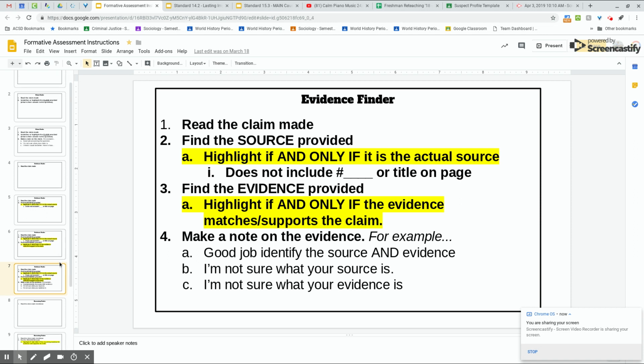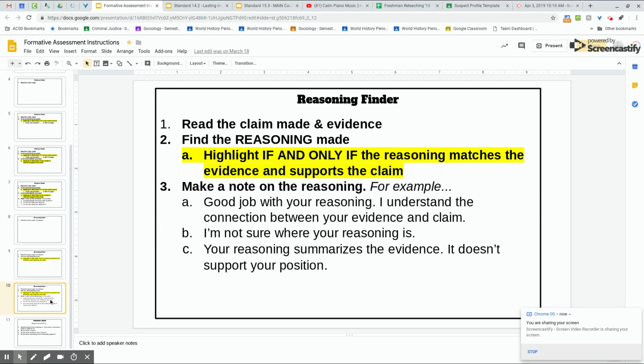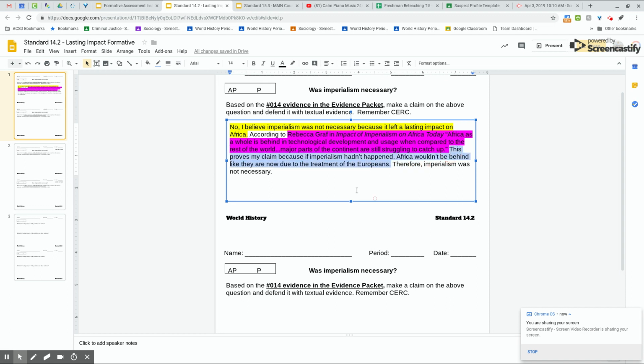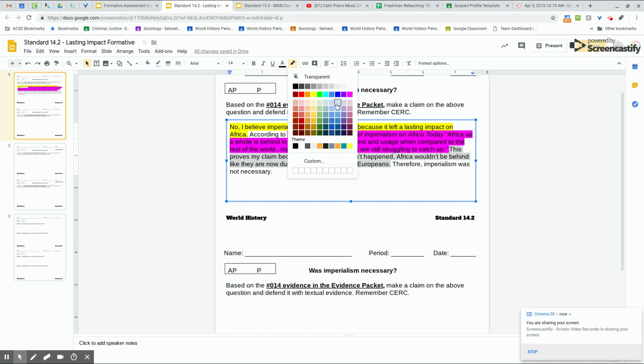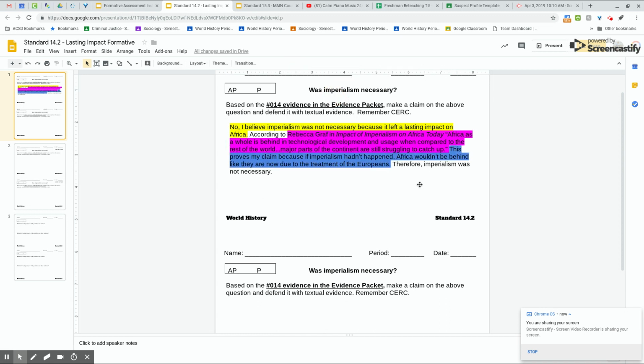The next one is probably one of the hardest for students to put together, and that's the reasoning. That's, again, not a summary of the evidence. It's how does it connect? And so when I look at this, this proves my claim because if imperialism hadn't happened, Africa wouldn't be behind like they are now due to the treatment of the Europeans. That right there doesn't summarize my quote. It tells why my quote supports what I say. So if it's accurate, students are instructed to highlight it and give them some feedback.